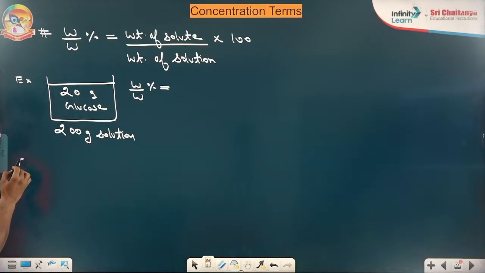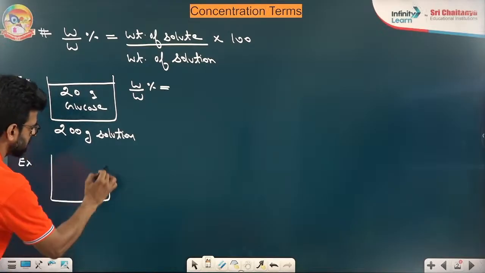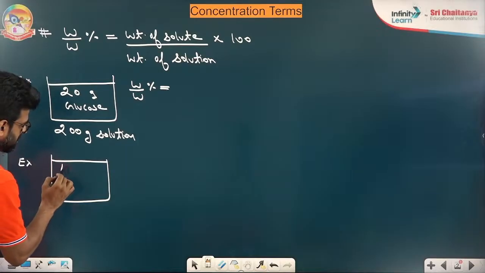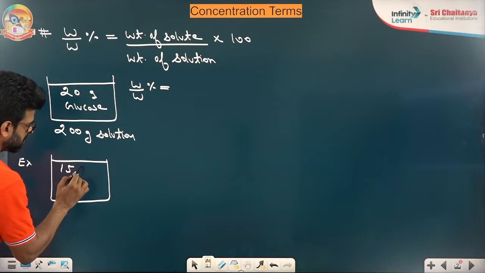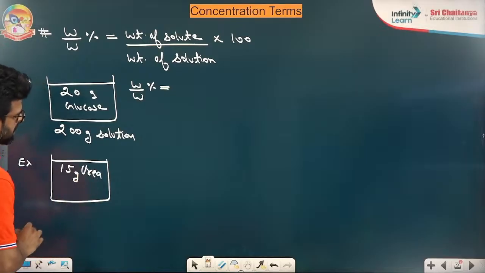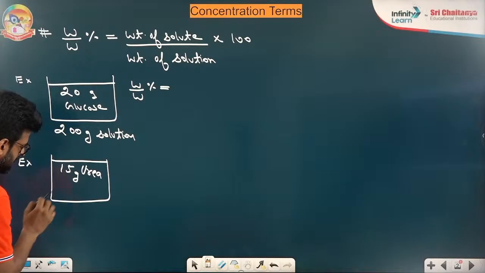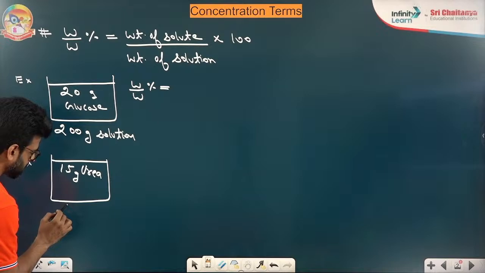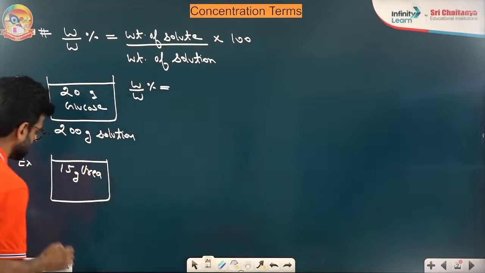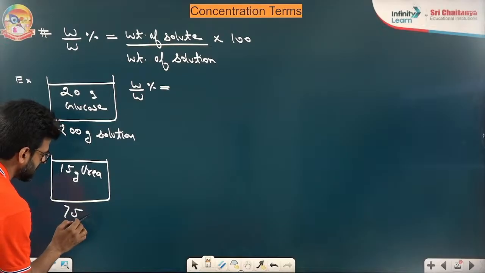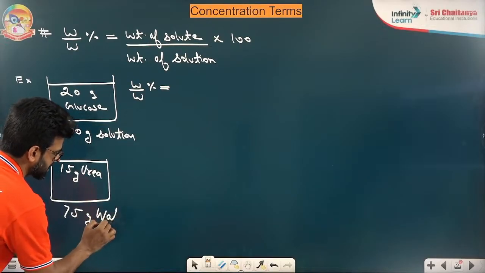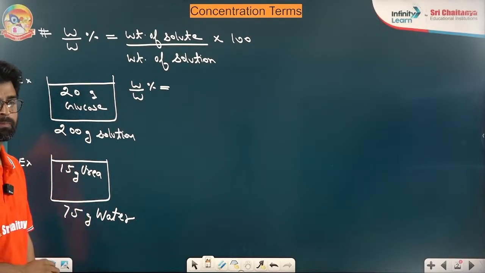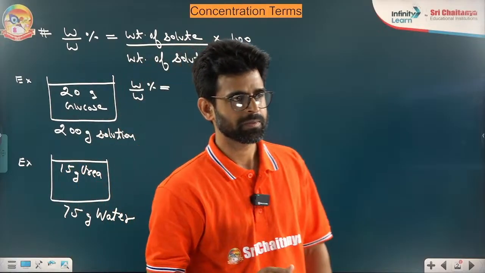One more example I am taking here, and both of you have to answer. The second case: we are having 15 gram of urea, imagine, and here we have 75 gram water. Be careful, I am saying here 75 gram of water and water is my solvent here.